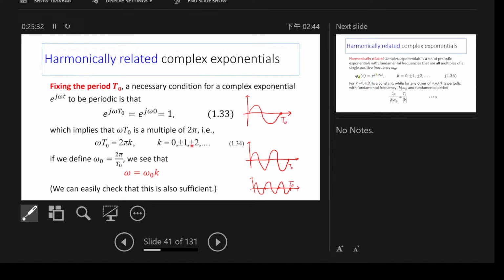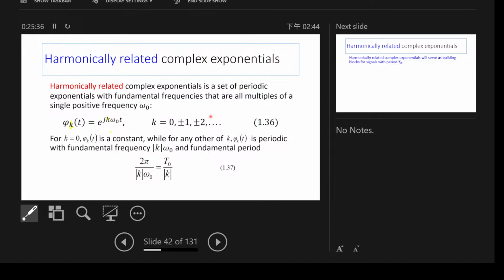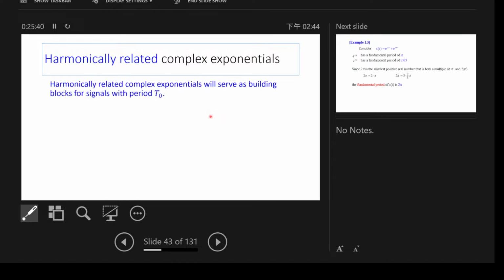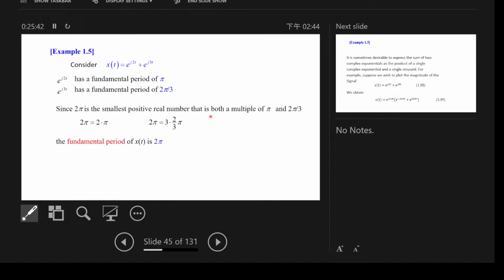We'll use these complex exponentials a lot. Okay. Any questions so far? If not, then let's go see an example.